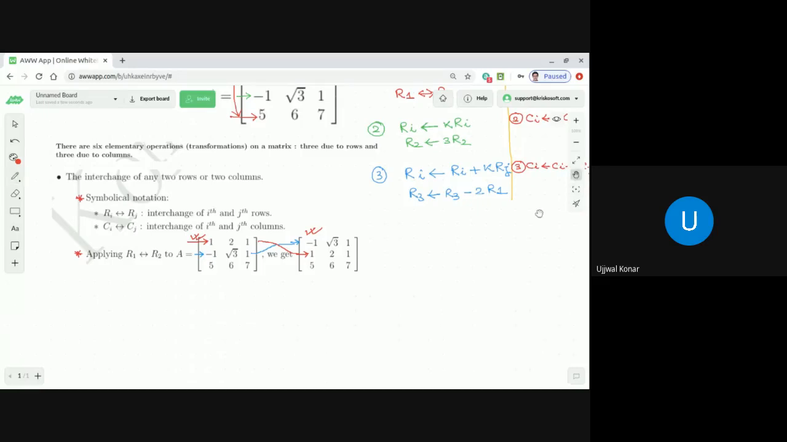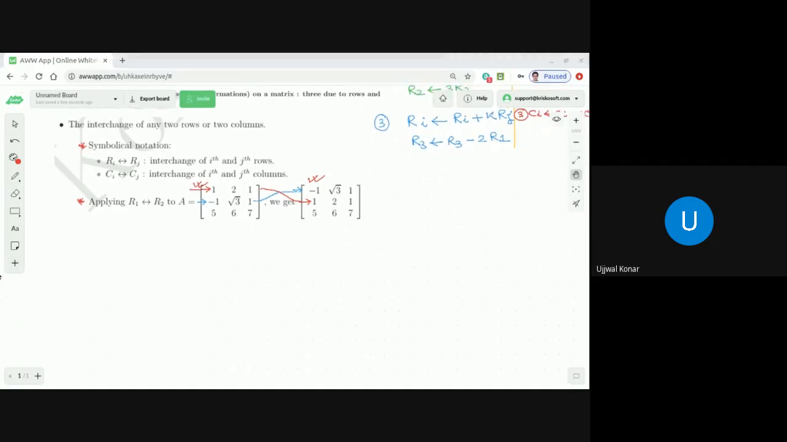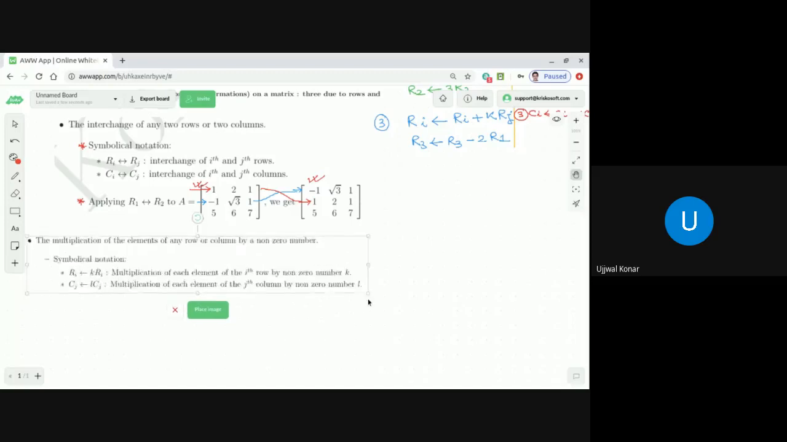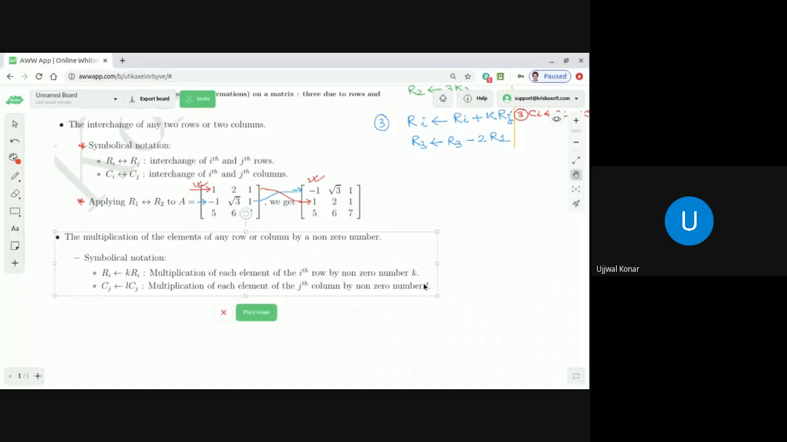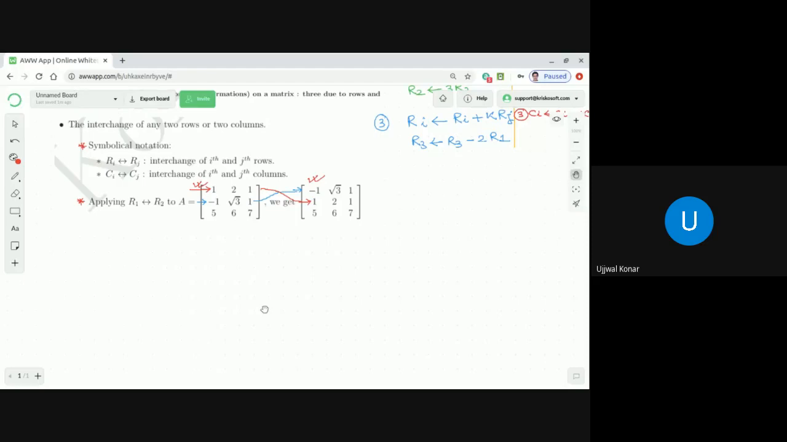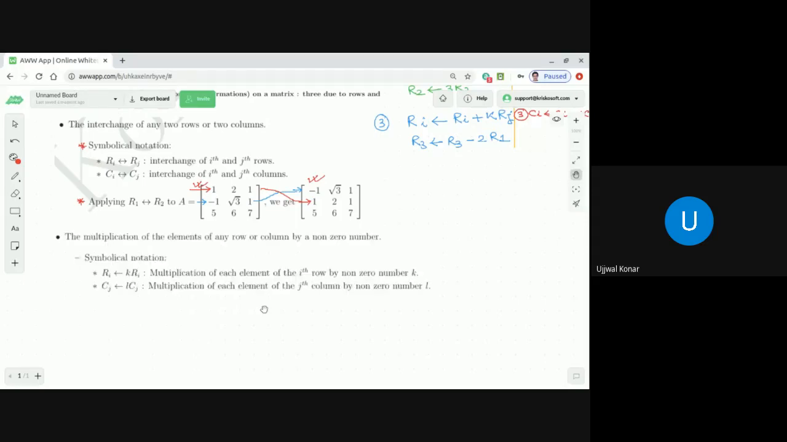Now let's look into the second elementary operation. The second elementary operation is the multiplication of the elements of any row or column by a non-zero number. What is the symbolic notation? Let me first tell you the symbolic notation, followed by an example as well. Let me first show you the note here.